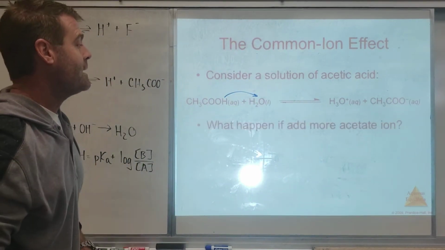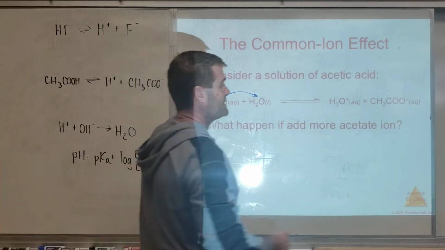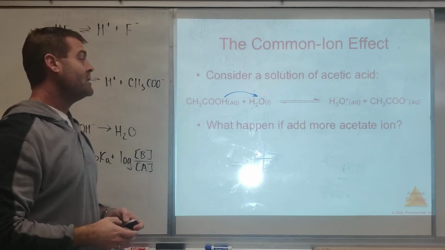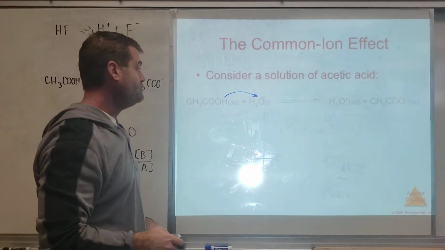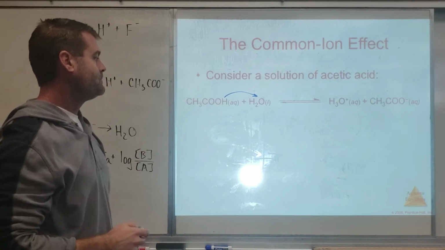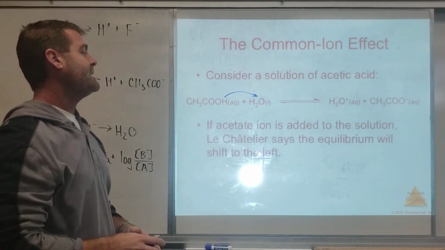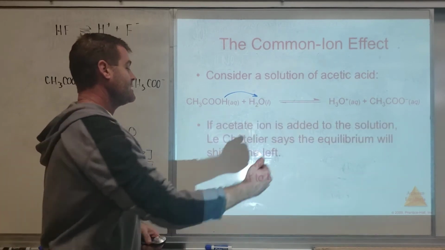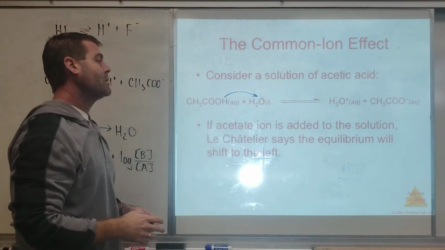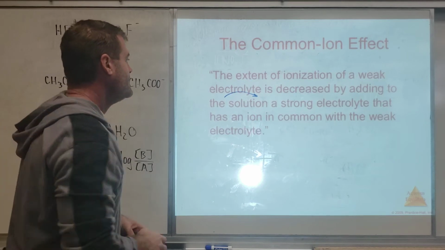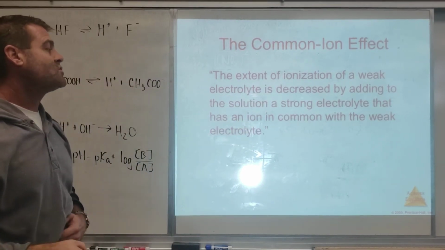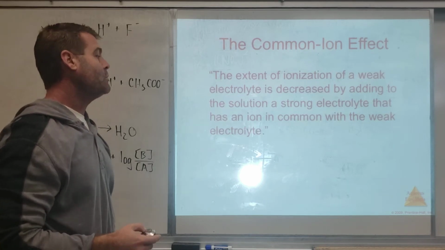So what happens if you add more acetate ion? According to Le Chatelier's principle, you predict it will shift to the left. So if acetate ion is added to the solution, it's going to shift to the left, and thus you're going to produce more reactants. So the extent of ionization of a weak electrolyte is decreased by adding to the solution a strong electrolyte that has an ion in common with the weak electrolyte.